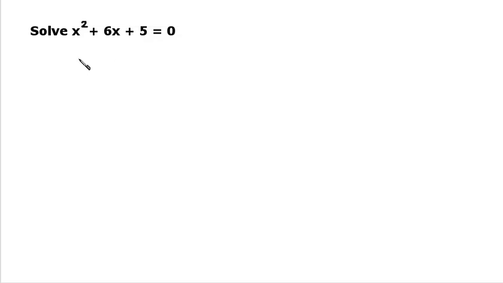And if you're not sure how to do that, have a search on revisemaths.org.uk for factorising quadratic expressions, and there's an explanation for you there. I'm going to do a little bit of that now anyway.